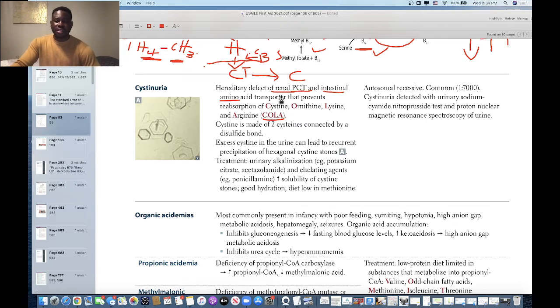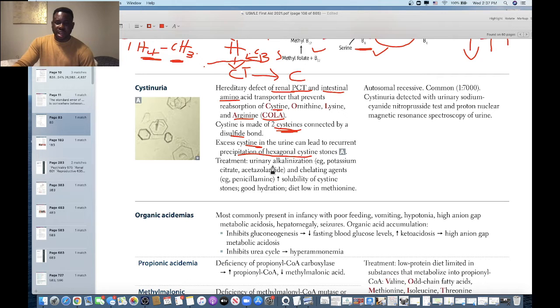But for some reason, there's a defect in the PCT, or proximal tubule, and then we lose all these amino acids. The mnemonic is COLA: cystine, ornithine, lysine, and arginine. We lose all of them in the urine. Cystine is made of two cysteines connected together by a disulfide bond. So know the difference: this cystine is made from these cysteines combined. So excess cystine in the urine will lead to recurrent precipitation of hexagonal stones, cystine stones. This is how they will look. And so that is cystinuria.